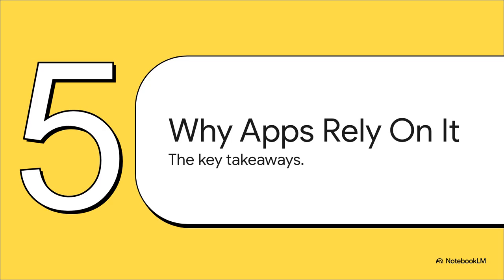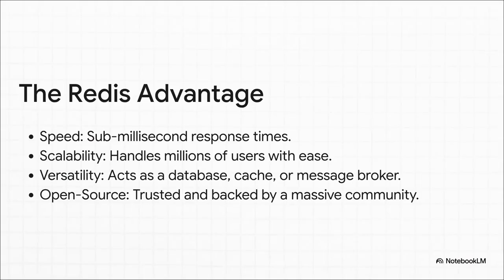So, we've seen what it is, and we've seen where it's used. Let's wrap this up and pull it all together. Why do all these top-tier apps depend on it so much? Let's break down the key takeaways. It really comes down to this powerful combo of 4 big advantages. First, obviously, is the speed. We're talking sub-millisecond response times. It's just insanely fast. Second is scalability. It can handle millions of users without even breaking a sweat.